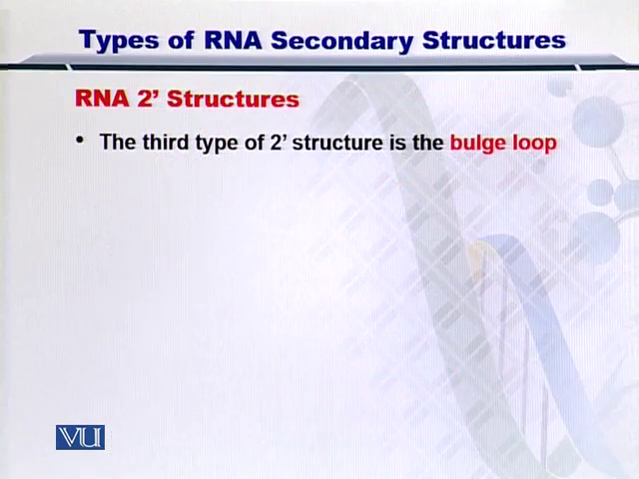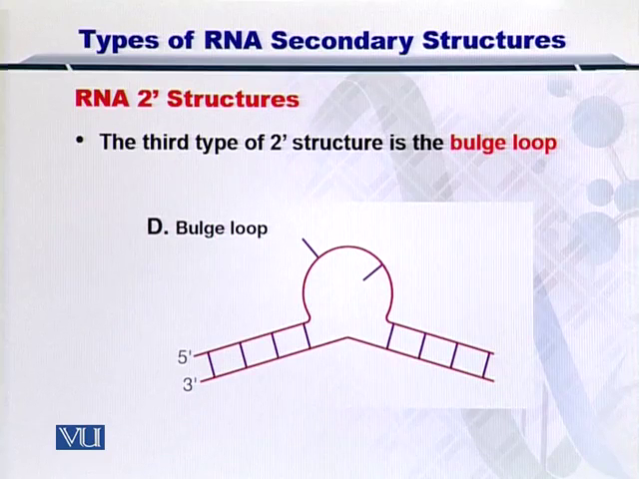Now we will take a look at another form of the RNA secondary structure. This is called the bulge loop. In this structure, the 3' end of the RNA molecule comes towards the 5' end, and the intermediary nucleotides make bonds with each other. However, somewhere in the process, some of the nucleotides remain unpaired.